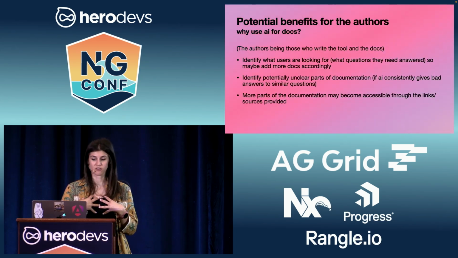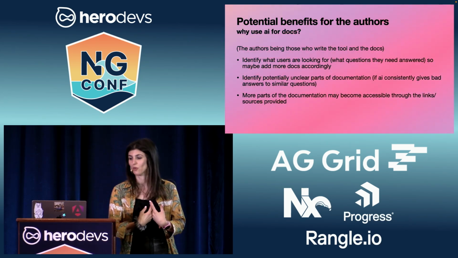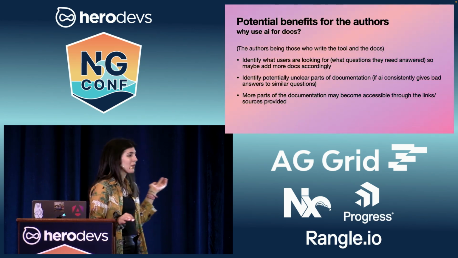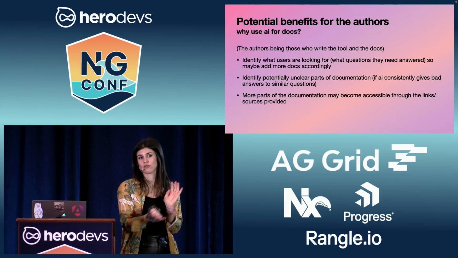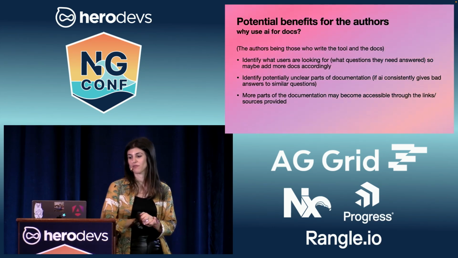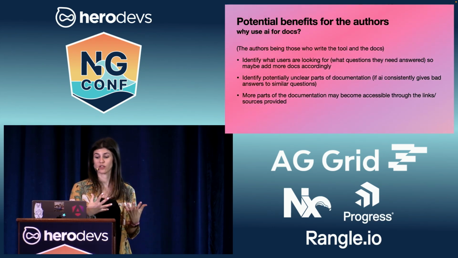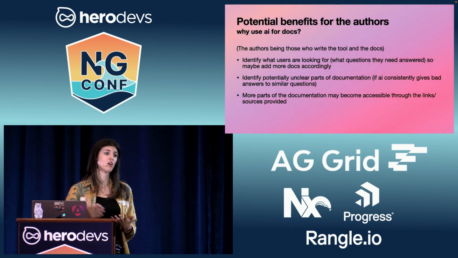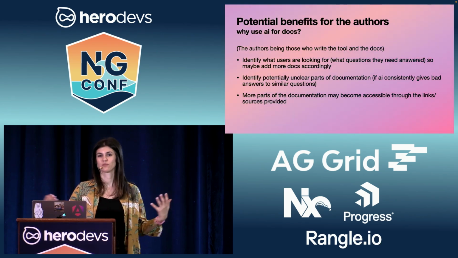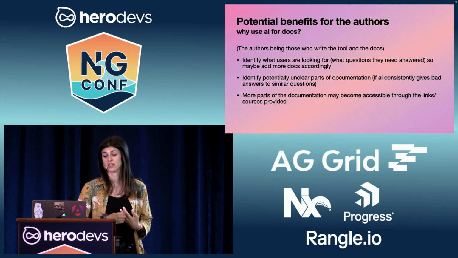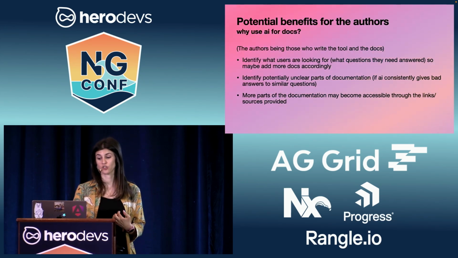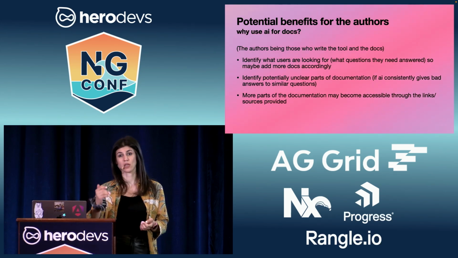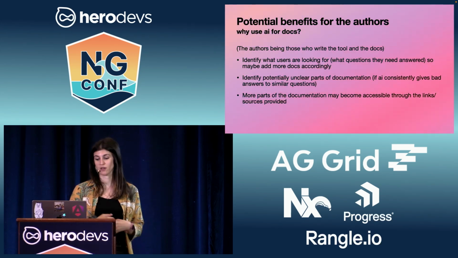Potential benefits for the authors, being those who write the tools and the docs: of course, you can keep track of what the users are asking, and then you can identify what users are looking for, what questions need to be answered. So maybe you can adjust your docs and create new docs pages. Also, you can identify potentially unclear parts of your documentation if the AI consistently gives bad answers, or if users keep looking for the same things but cannot find them.